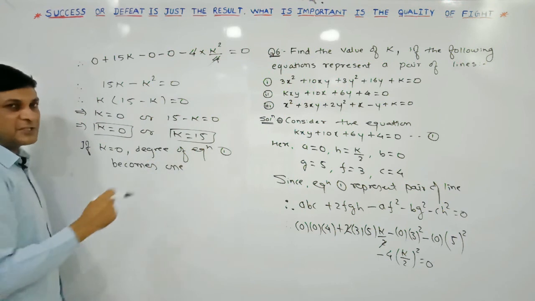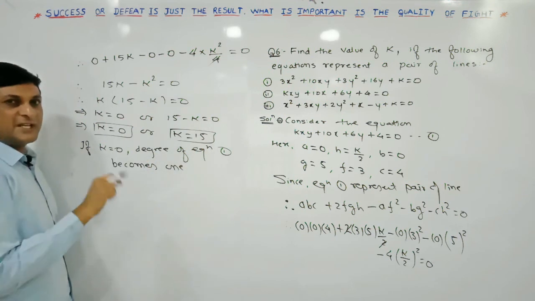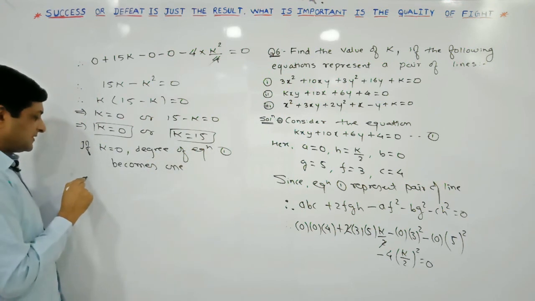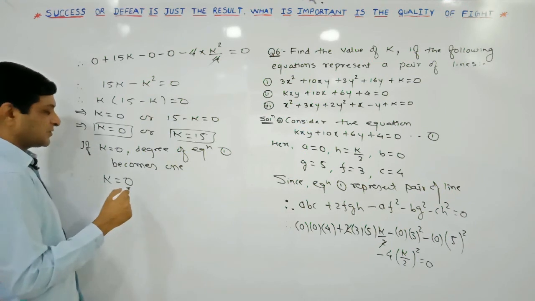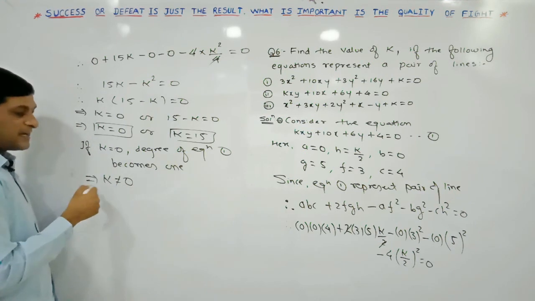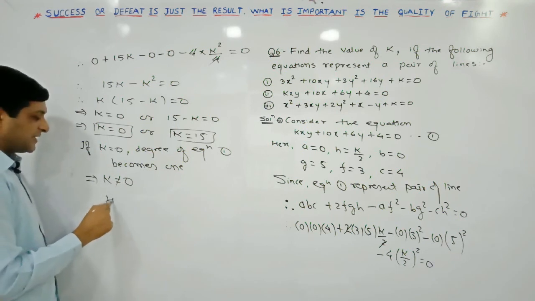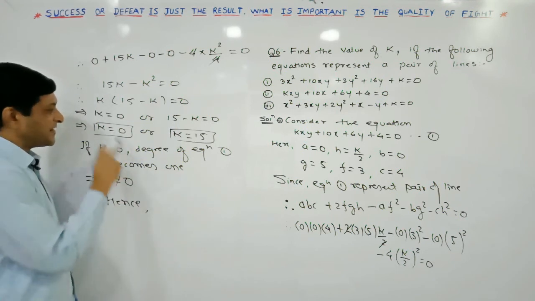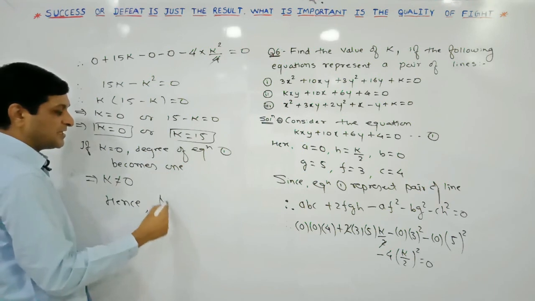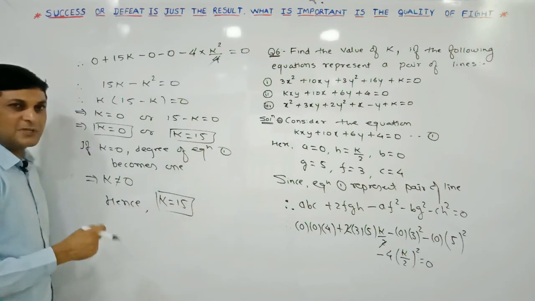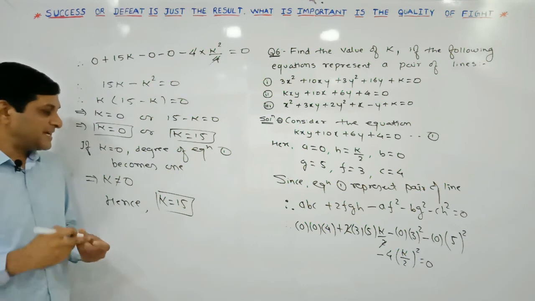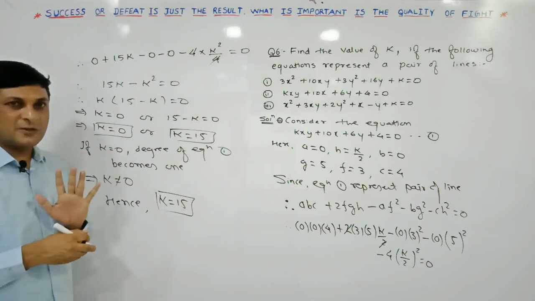Means this equation becomes an equation of degree first. So therefore k cannot be 0. So if k cannot be equal to 0, hence k cannot be 0, this means the value of k is 15. In this way we have got our required value, k is equal to 15. Hope the ideas are clear to you why k is not equal to 0.